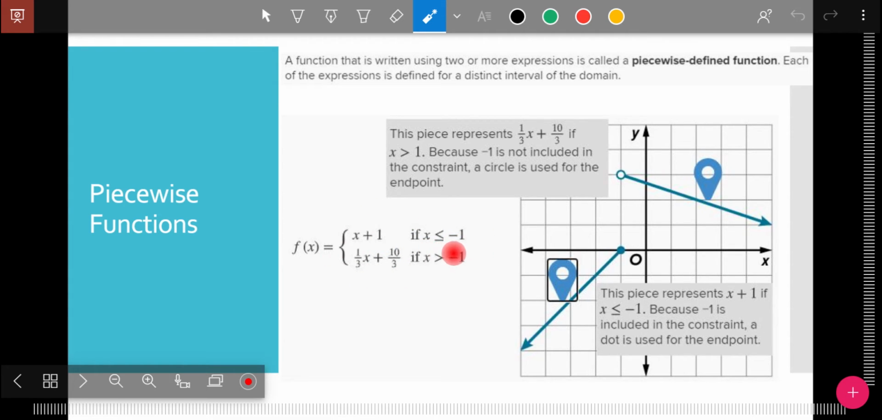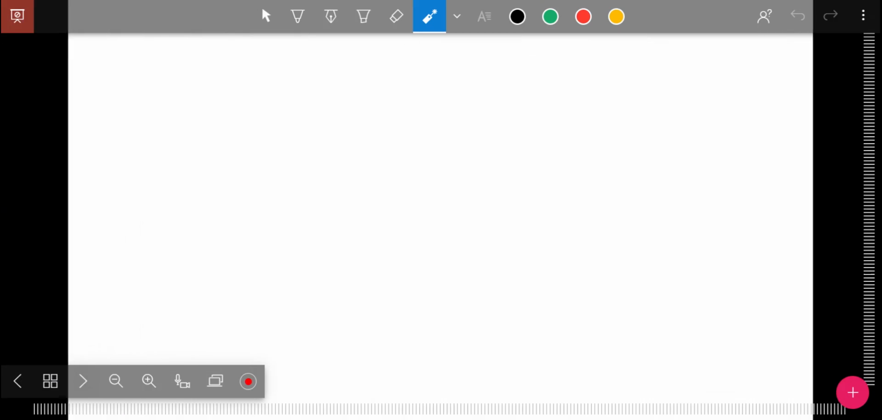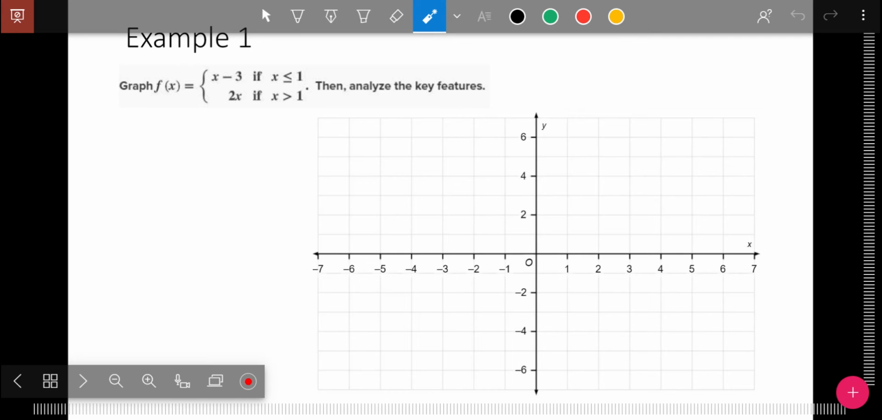So only if x is less than -1, it only exists to the left. And only if x is greater than -1, it only exists to the right. Let's dive into the examples. I think it'll start to make more sense.